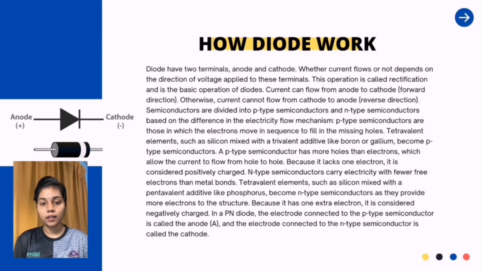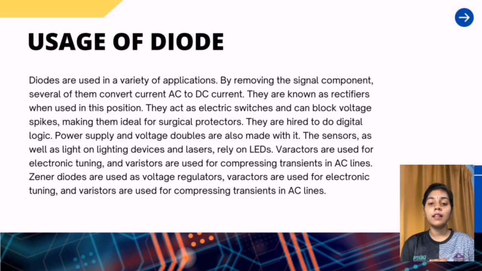N-type semiconductors carry electricity with free electrons. Elements such as silicon mixed with a pentavalent additive like phosphorus become N-type semiconductors as they provide more electrons to the structure. Thirdly, we see the usage of diodes.